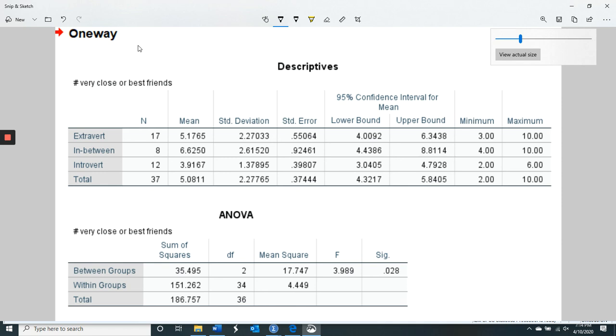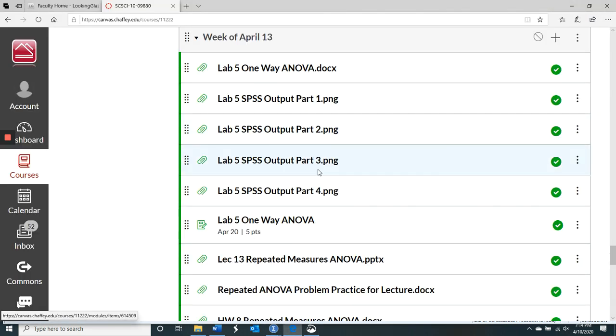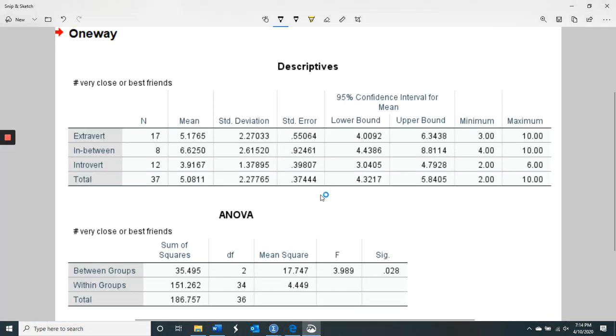So this output is in Canvas. I'll show you real quickly. Part 3 of the output on Canvas is for this problem, and it's the descriptive statistics, as well as the F table that we'll see in a second. And then part 4 is for that same problem, but it's the post hocs. I wish I could do everything in one picture, but it doesn't fit in one picture, so I need to break it up. And so I'm just going to highlight real quickly here.